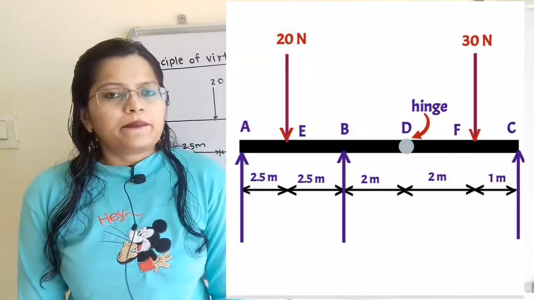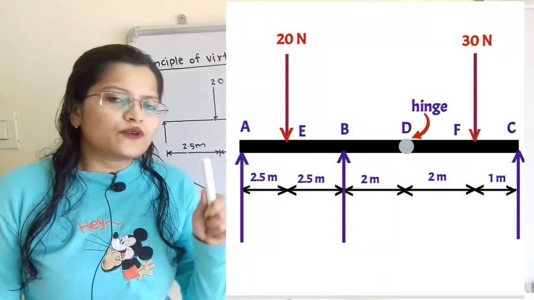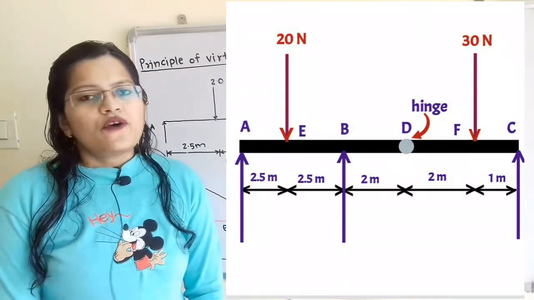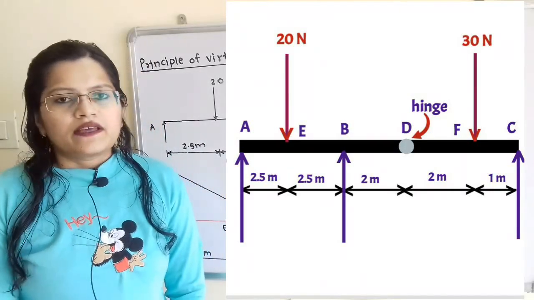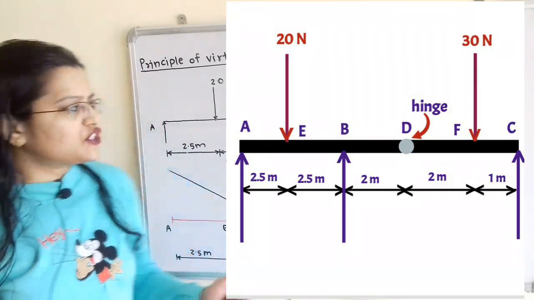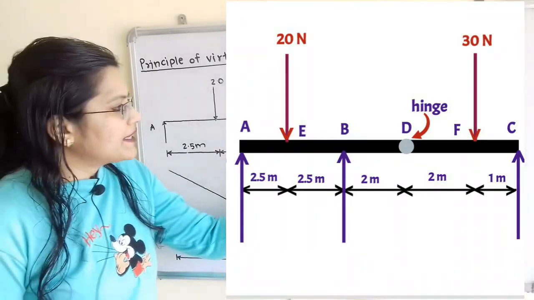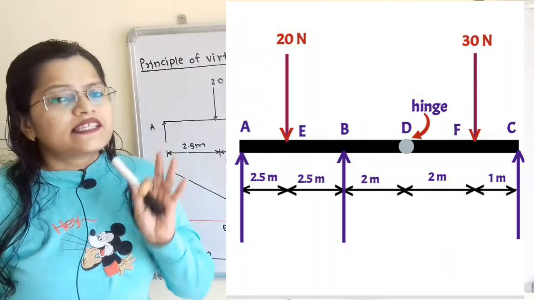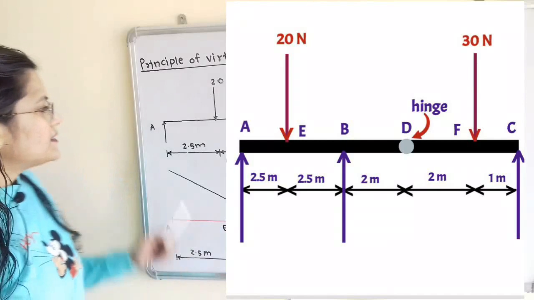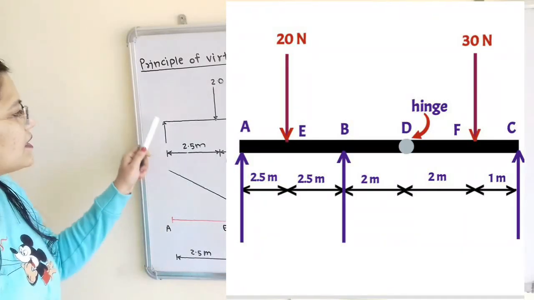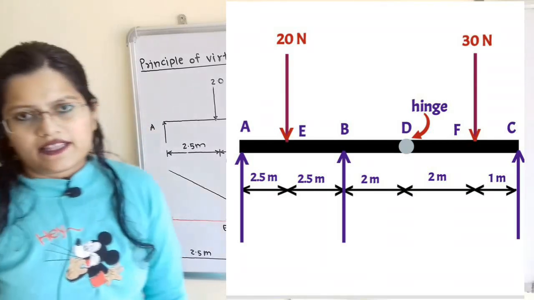So we can say that part of beam AD and part of beam DC is free to rotate at point D. We have to find out the reaction at point A. Now if we observe this question, then reaction at point A, reaction at point B and reaction at point C, these three are the unknown terms. We will displace the beam at point A in the vertical direction.